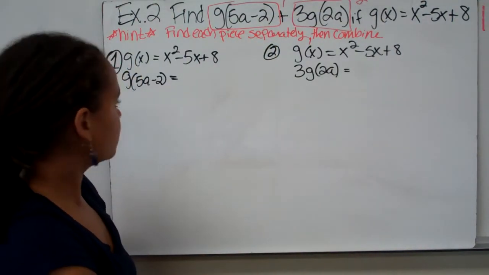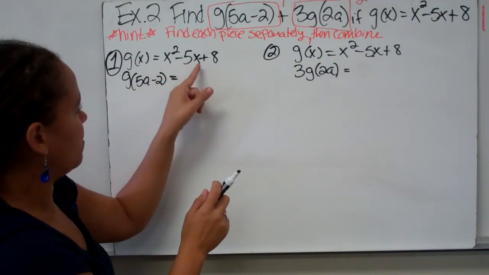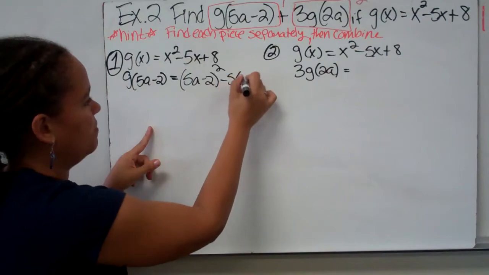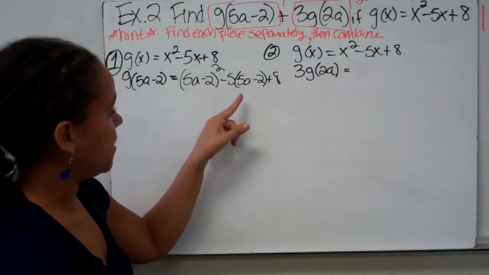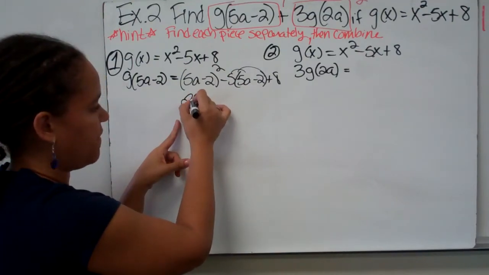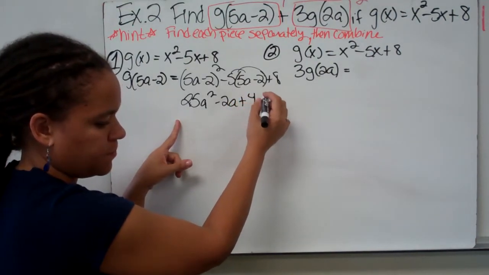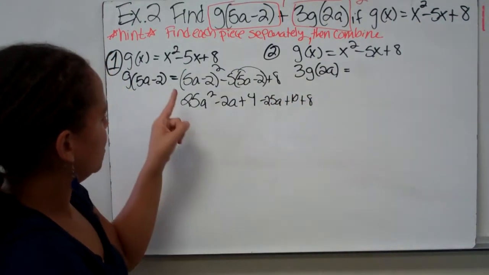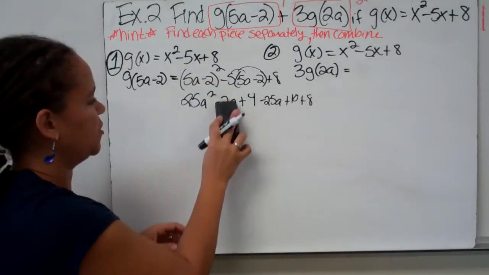So piece 1, find g of 5a minus 2. So anywhere there's an x, I'm going to put 5a minus 2. So that will be 5a minus 2 squared minus 5 times 5a minus 2 plus 8. We would FOIL this out, combine, and distribute the 5. So if you FOIL this out, you end up with 25a squared minus 20a plus 4 minus 25a plus 10 plus 8. That should say 20a. I said 20, I just didn't write it.